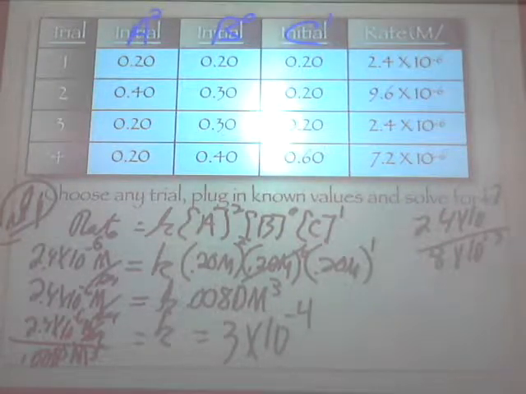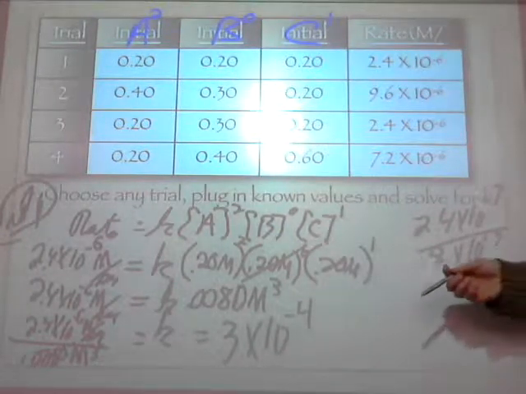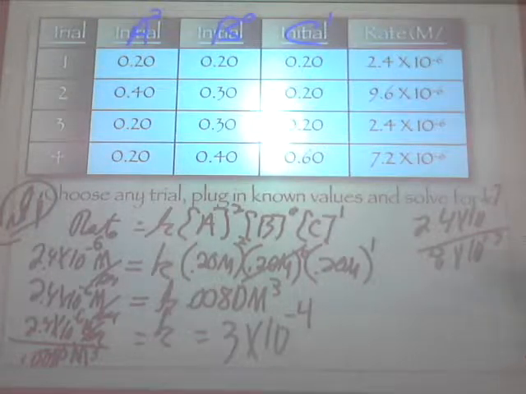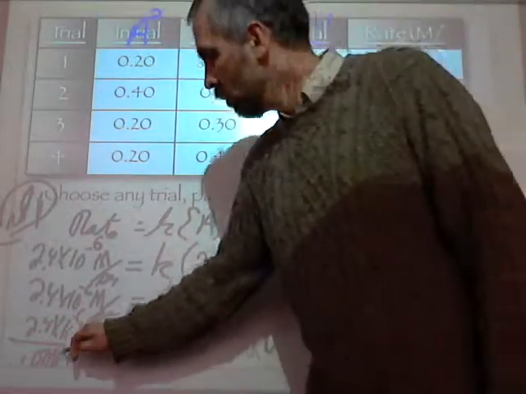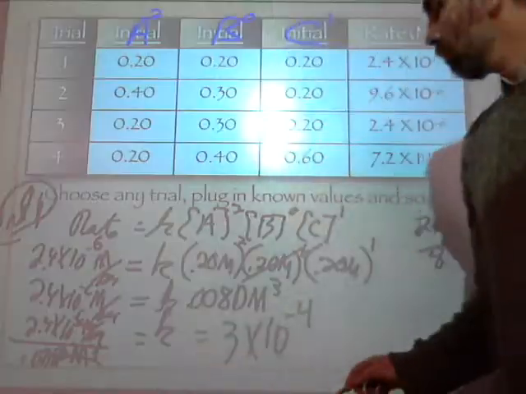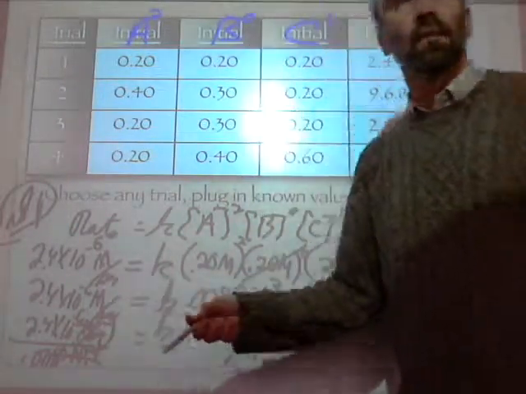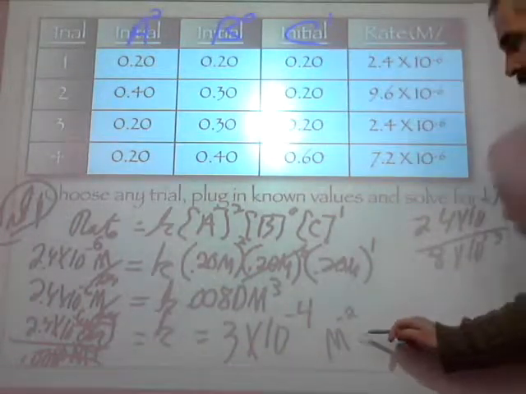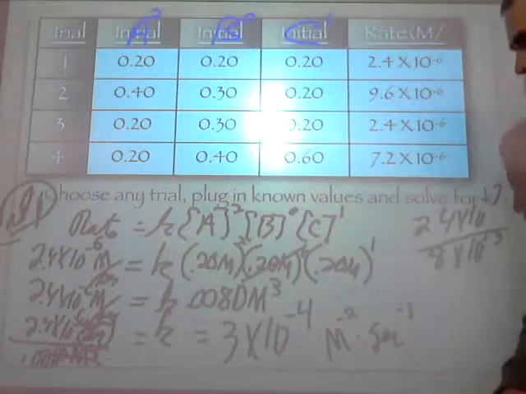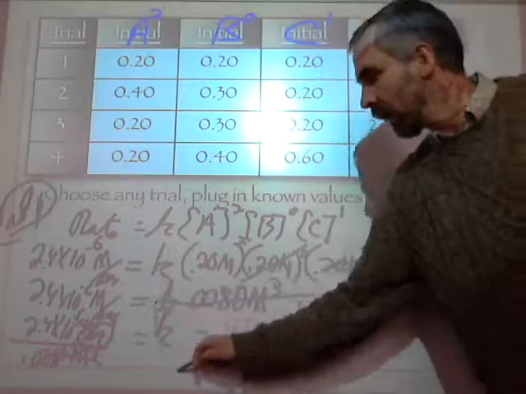You don't have to do that in your head. You can just grab your calculator and do it. However, the weirdest part about this is the units. Molar cubed into molar gives you molar to the negative second. And you still have your seconds underneath there, which would be seconds to the negative first. Those are your units for K.